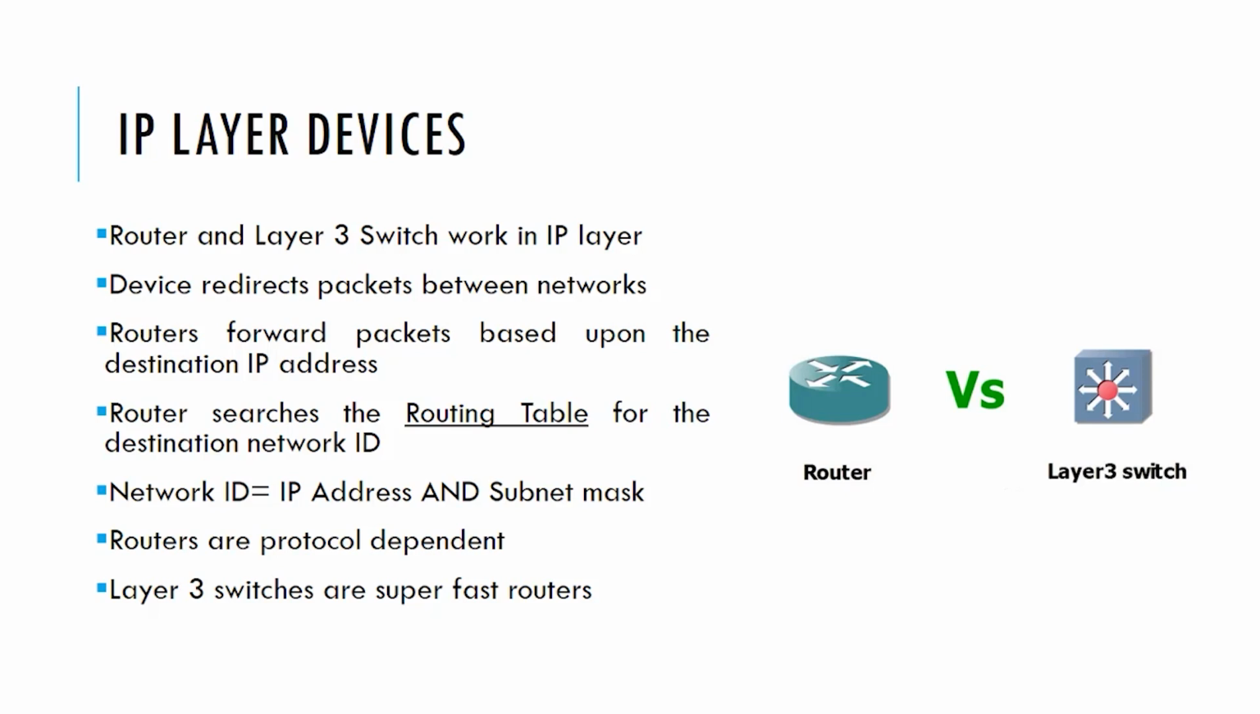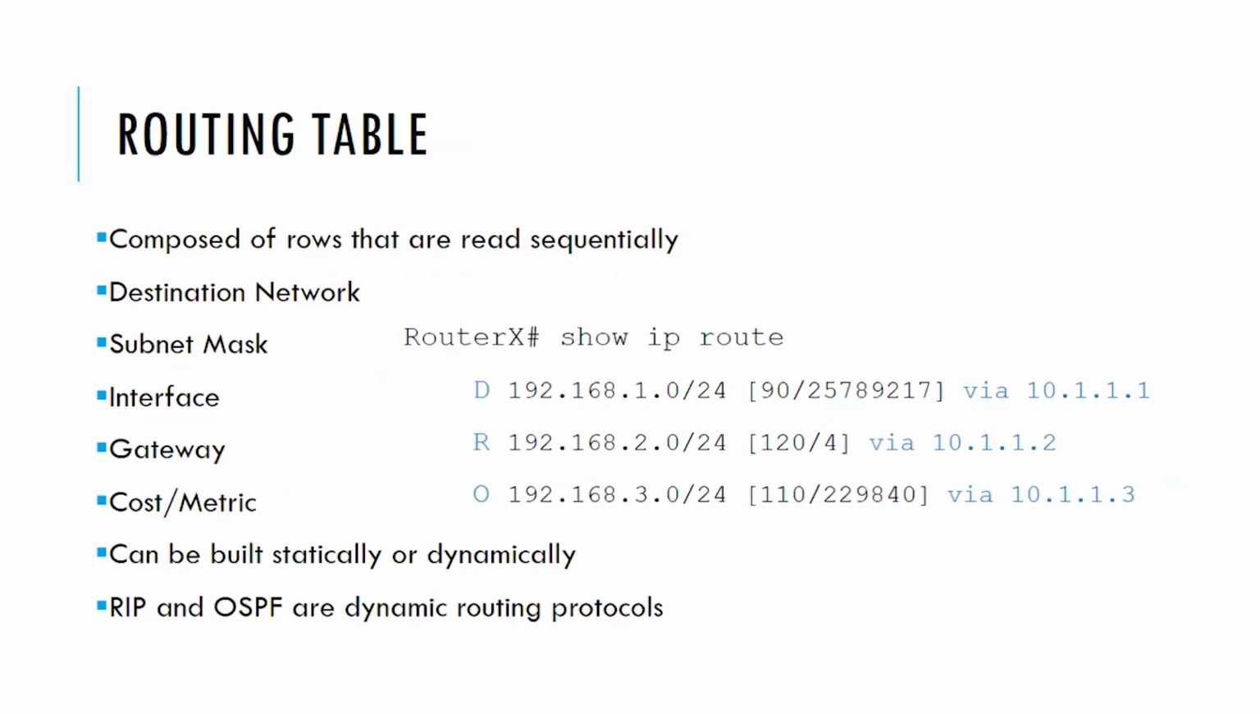Routers are protocol dependent. They depend on the layer 3 protocol. A layer 3 switch differs from a router in that it is much faster than the router. It is completely hardware and uses hardware in routing. Meanwhile, routers can use software such as the routing tables in the routing process.